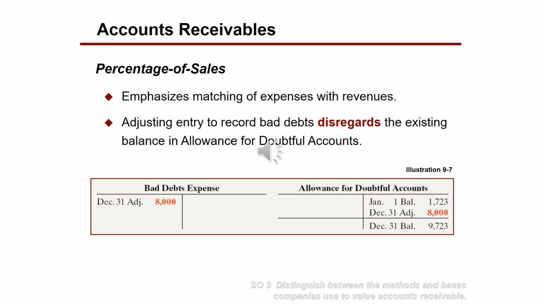And as I have mentioned earlier, this method emphasizes matching of expenses with the revenues, which is an income statement viewpoint. Also, the adjusting entry to record bad debts disregards the existing balance in the allowance for doubtful accounts ledger account.